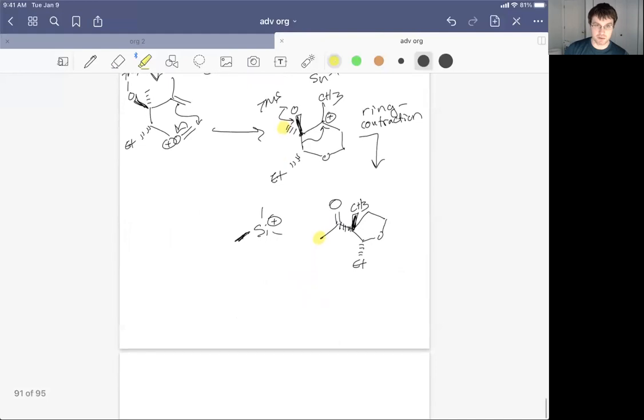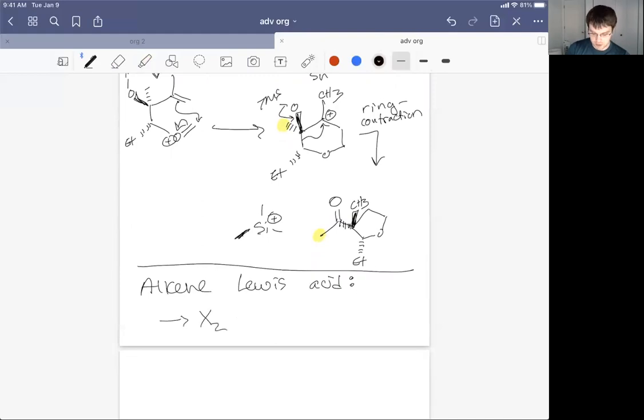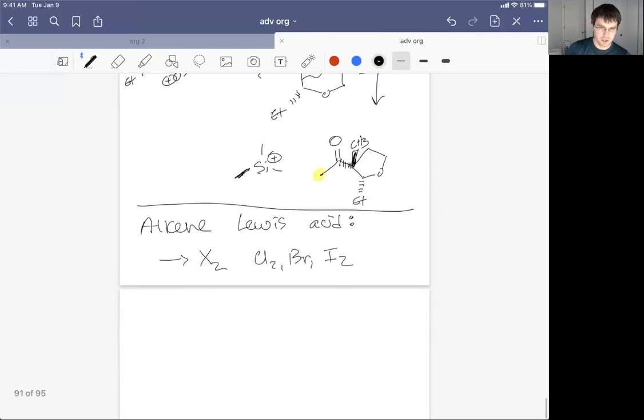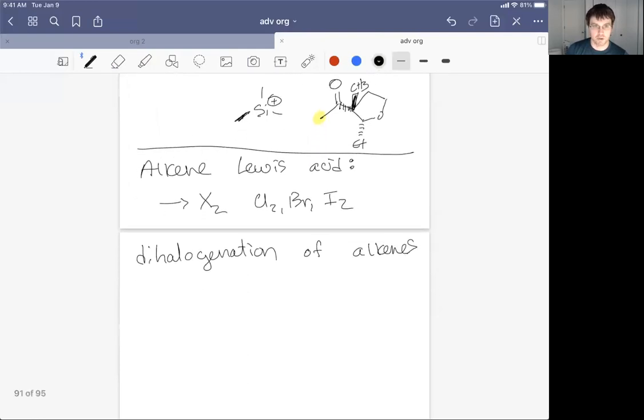The last thing I'll do is I will consider a Lewis acid that reacts with carbon-carbon double bonds. So an alkene Lewis acid that we could consider is X2. That is Cl2, Br2, I2, not really F2, and this is the dihalogenation. And then there's a few variants on this, the halohydrin reaction, that sort of thing. But the dihalogenation of alkenes works pretty well. Okay, so what does this look like?